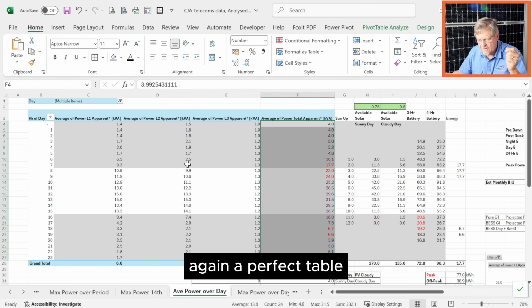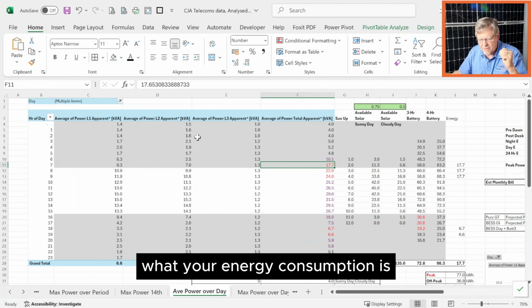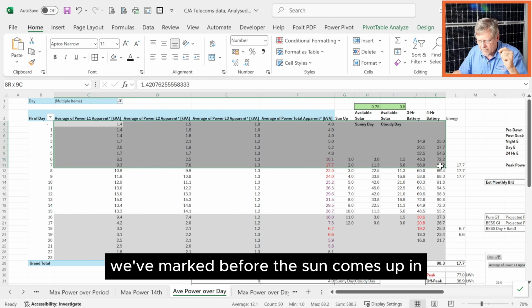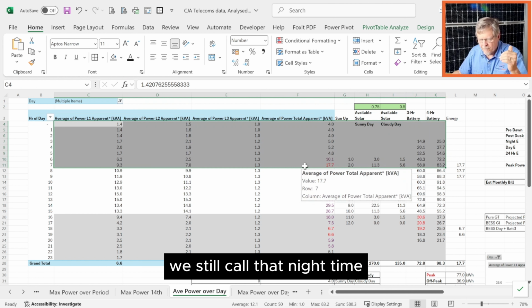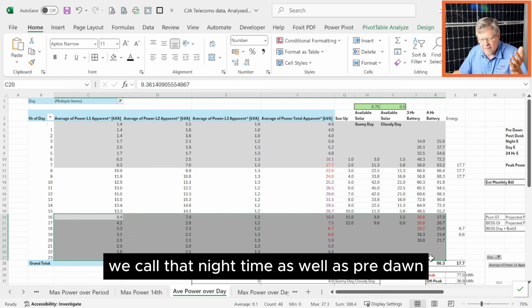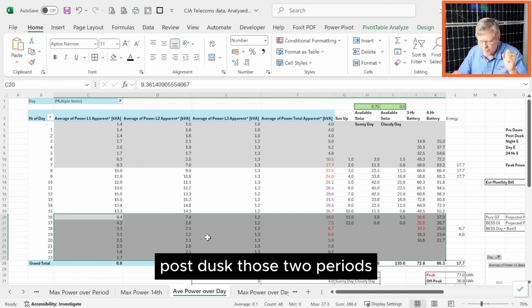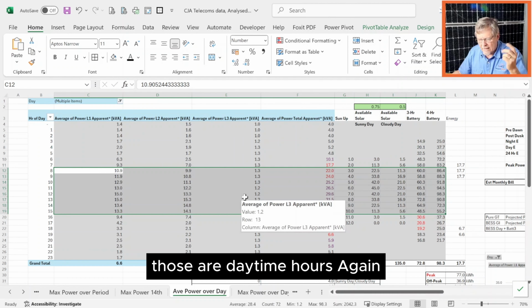Again, a pivot table. We know in every hour of the day what your energy consumption is. We've marked before the sun comes up, or shaded it out here. So that is from midnight till 8 o'clock in the morning. We still call that nighttime. And then again, from 4 o'clock in the afternoon until midnight, we call that nighttime as well. So it's pre-dawn, post-dusk, those two periods. And then the section in the middle over here, those are daytime hours.